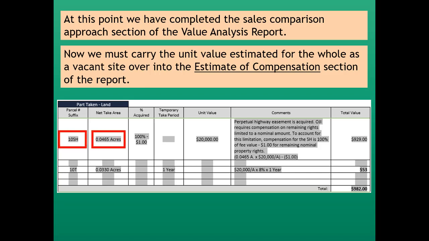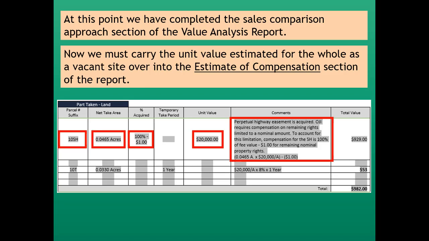The net take is 0.0465 acres. The percent acquired was 100% fee value minus $1, and the unit of value was $20,000 an acre. And we've got a comment section here. Perpetual highway easement is acquired. That's what the SH means.